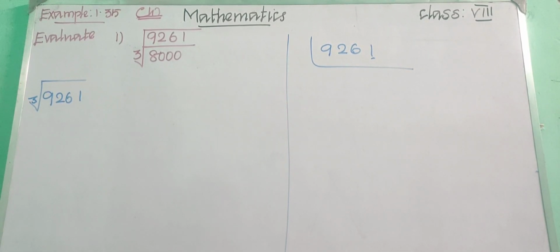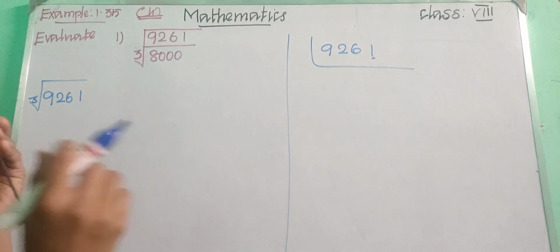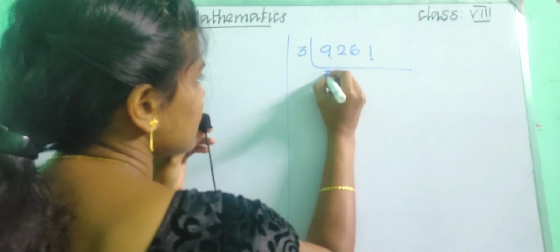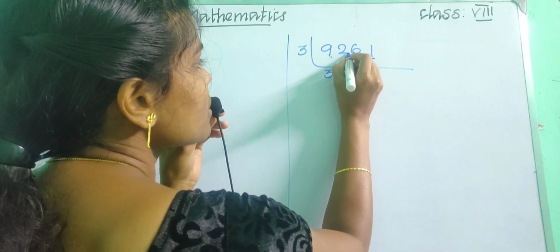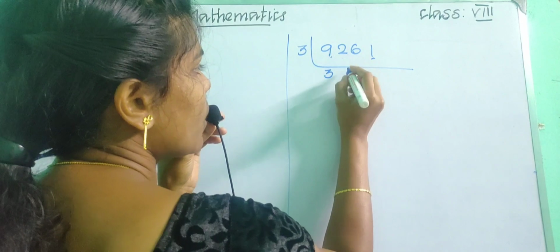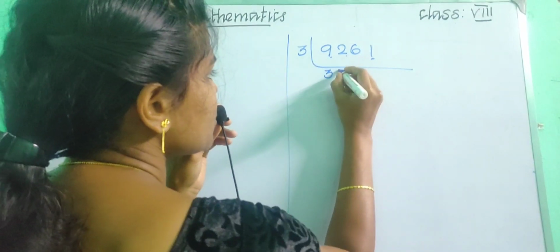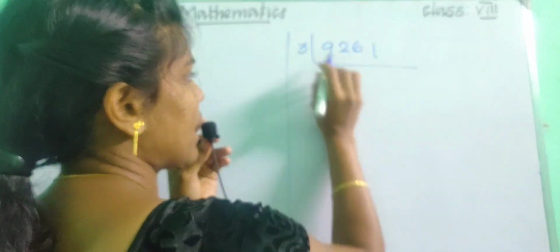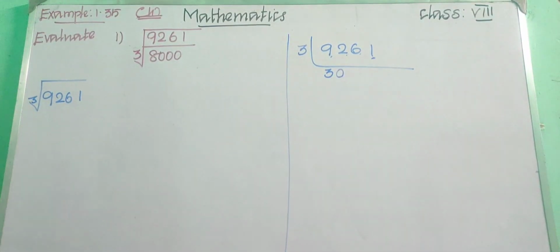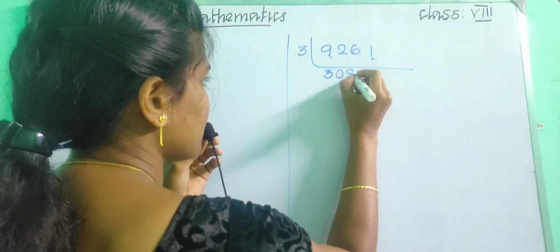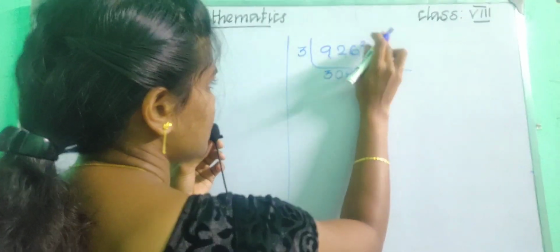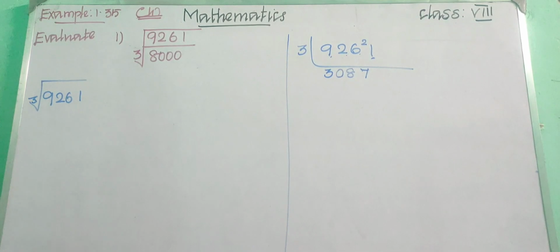So can we use the 3 table? Okay, let us try with 3. So here we are having 9. So 3 3s are 9. For this 2, can we continue with this 2? No, right? It is smaller than 3, so we can put 0 for that. Now let us take this 26. 8 3s are 24, so remaining 2. Now this is 21. So 7 3s are 21.